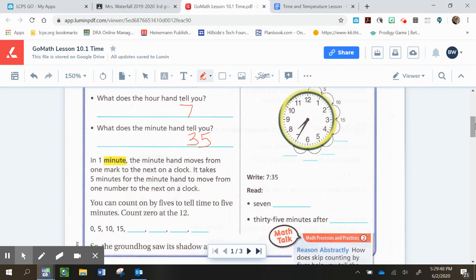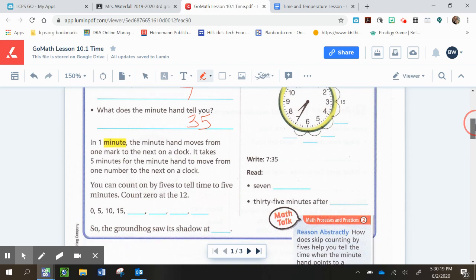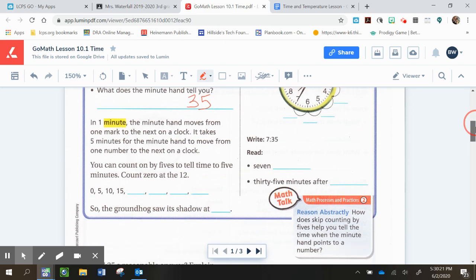It says in 1 minute, the minute hand moves from one mark to the next on a clock. It takes 5 minutes for a minute hand to move from one number to the next on a clock. Okay, so you can count on by 5s to tell the time to 5 minutes, starting at 0 where the 12 is here. Here they just want us to write 35, so that would be this here, 7:35, and 35 minutes after 7 is another way to say it. So the groundhog saw its shadow at 7:35 a.m.